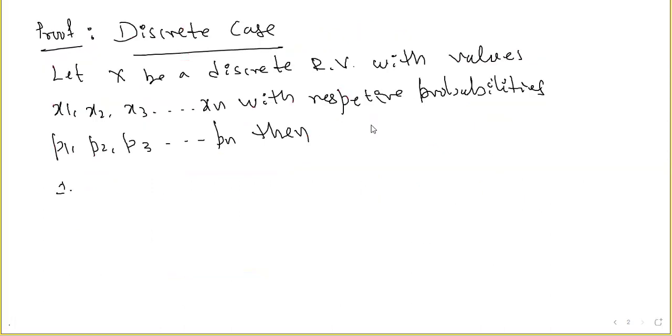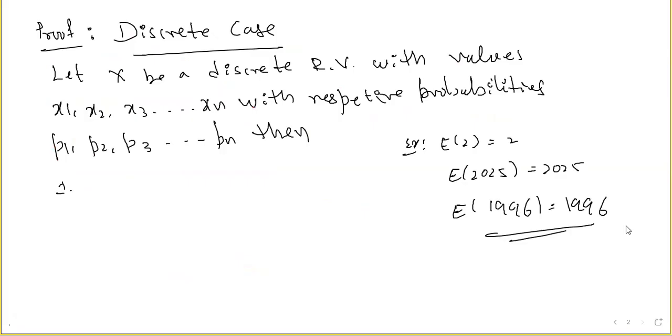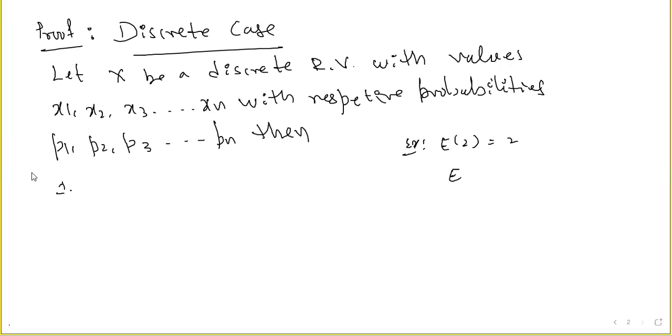The meaning of that is nothing but, say for example, expected value of 2 equal to 2, expected value of 2025 equal to 2025, expected value of 1996 is equal to 1996, like that. So expected value of any constant is equal to the constant itself, right? So now how we are going to prove this? Expected value of k equal to k, where k is any constant, right? So now, what they given? Expected value of k, right?